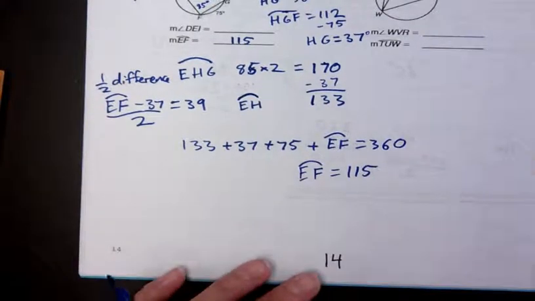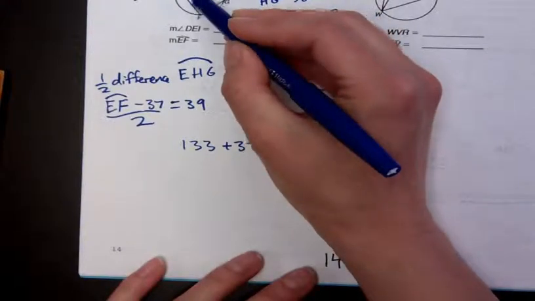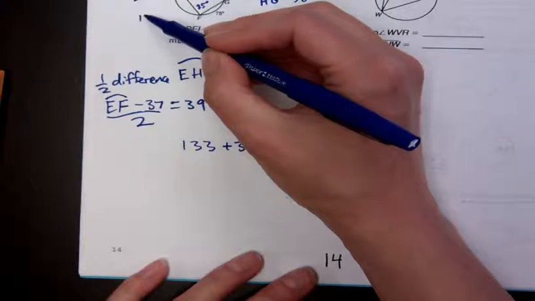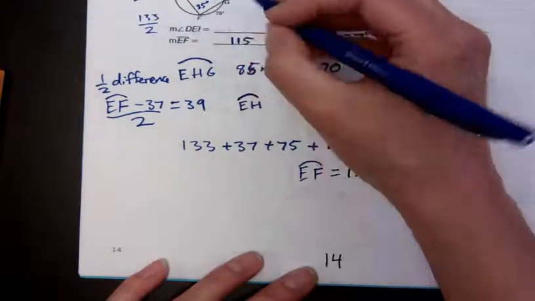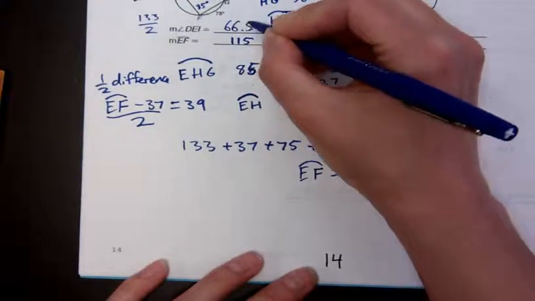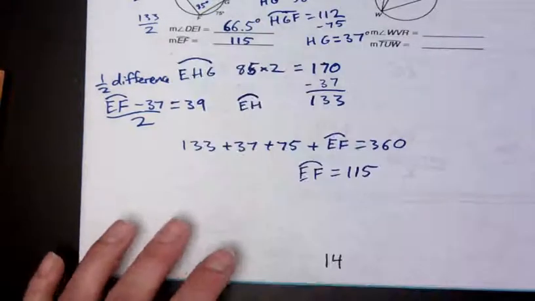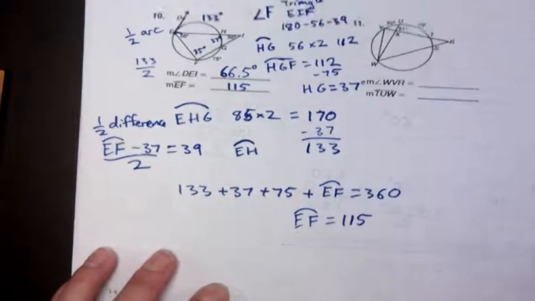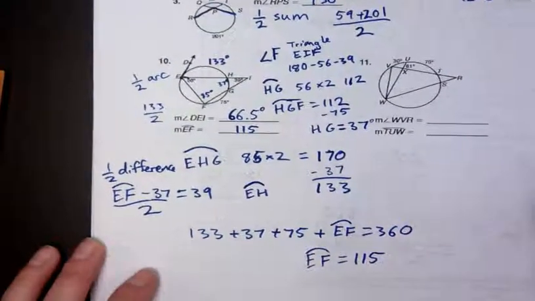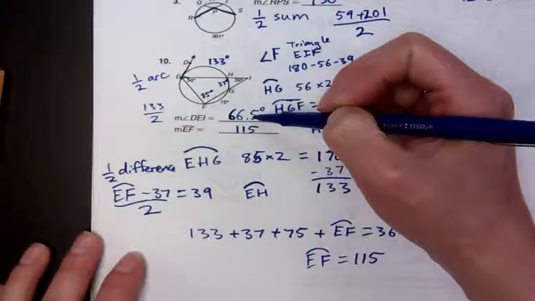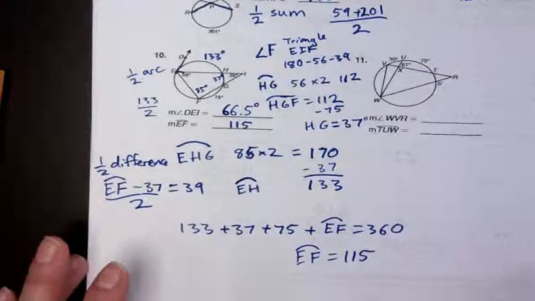A number. So DEI, our rule is half the arc. Do I have that arc now? So what is half of 133? 66.5. Because we didn't have 133, so we had to find the other ones. We could have, once we found 133, found 66.5 first, and then subtracted for the 115.